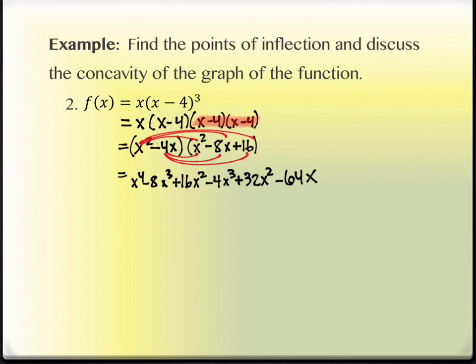We're good. Okay. There's pieces that can be combined, of course. X to the 4th is standalone, but I have a negative 8x cubed and I have a negative 4x cubed. That's negative 12x cubed. And then I have a 16x squared and a 32x squared. So how many is that? Positive 48x squared. And then I have my minus 64x. Okay. All right. Our derivatives will now be very easy, right?